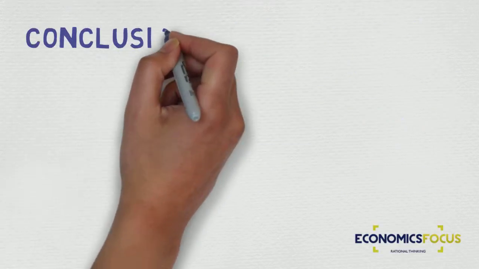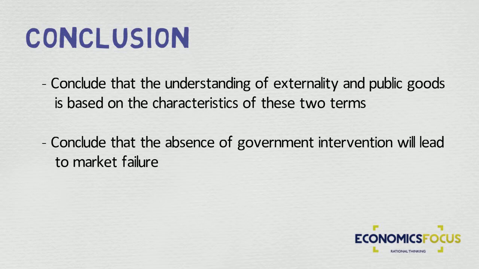In conclusion, we will state that the understanding of externality and public goods is based on the characteristics of these two terms, and also that the absence of government intervention will lead to market failure. In the first case for public goods, that is a complete market failure, and in the second case for externalities, be it positive or negative externalities, it is a case of partial market failure.